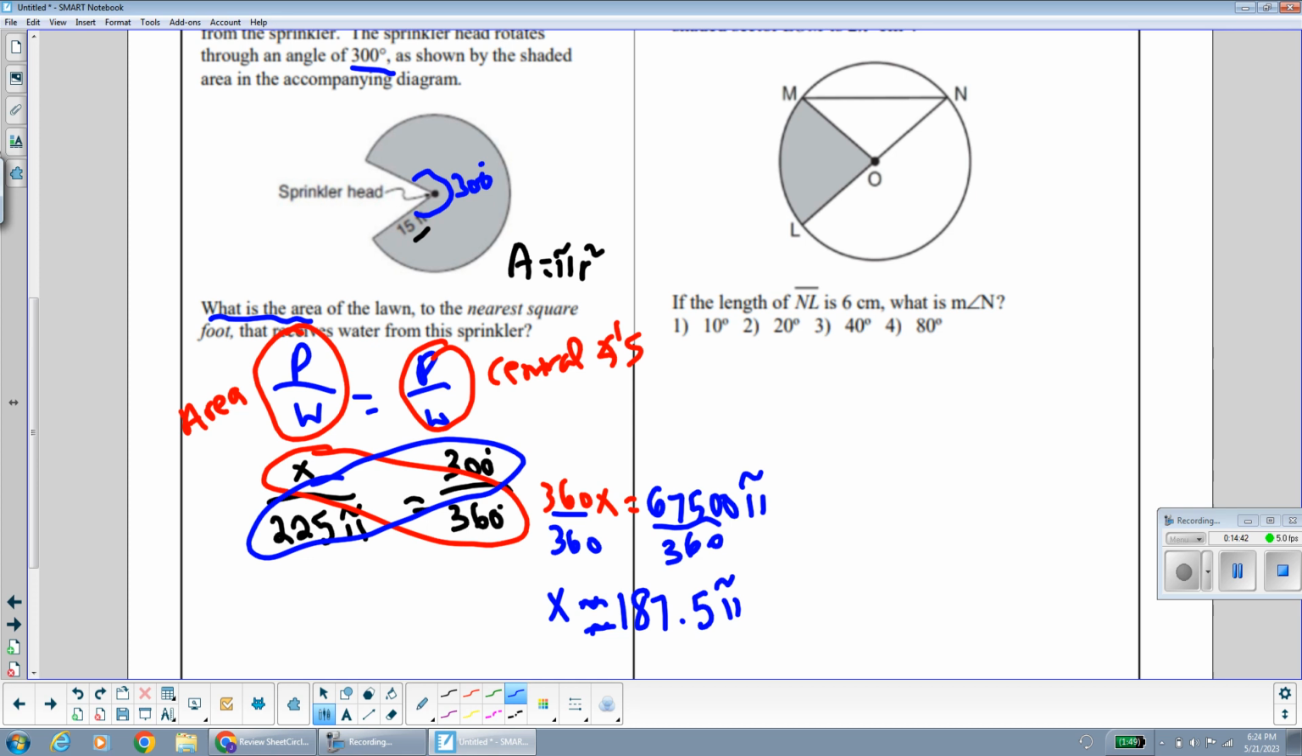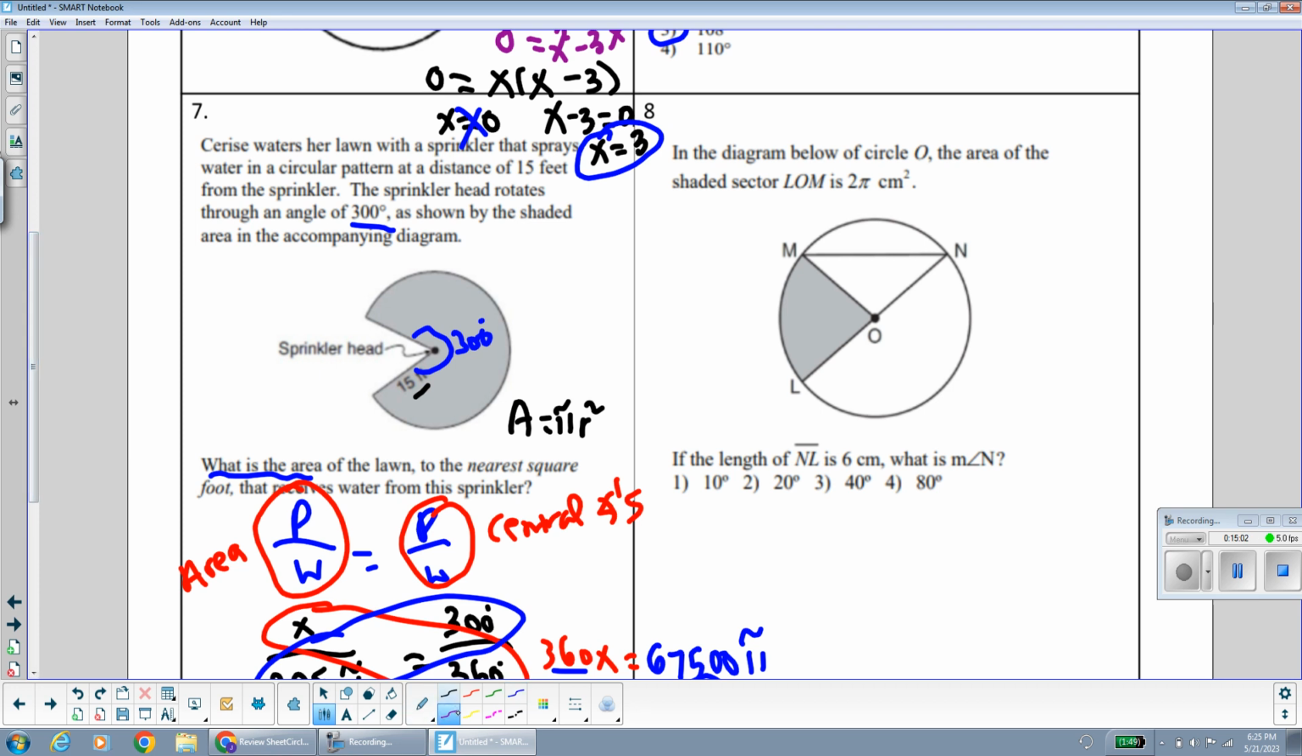That means the nearest whole number. So I am going to put the pi into my calculator. So I'm going to multiply by pi. I'm going to push the pi button. And that is approximately 589 square feet. So that would be the answer to this question.